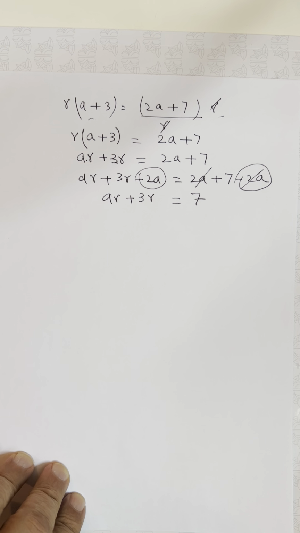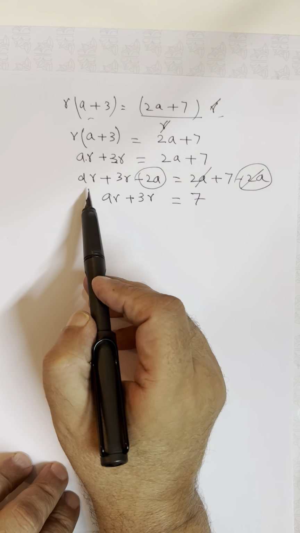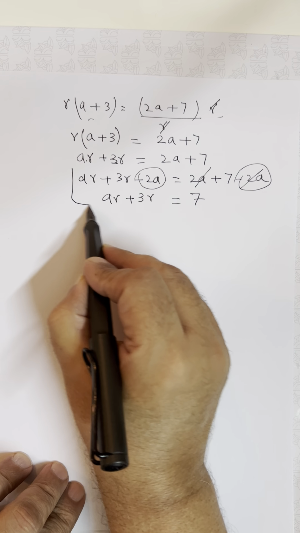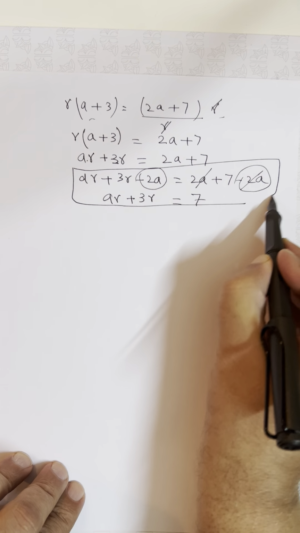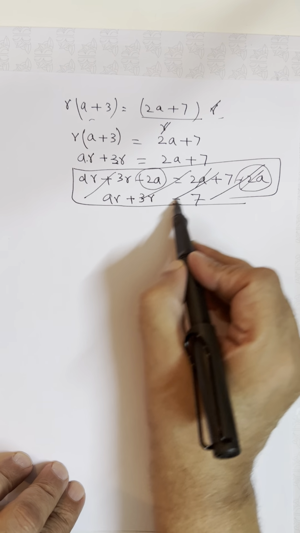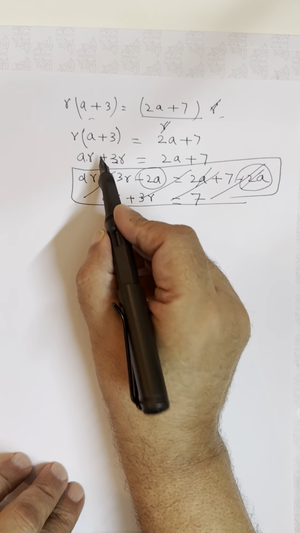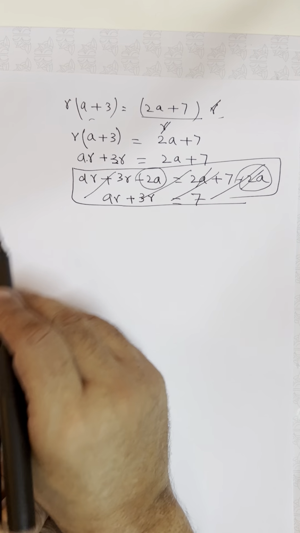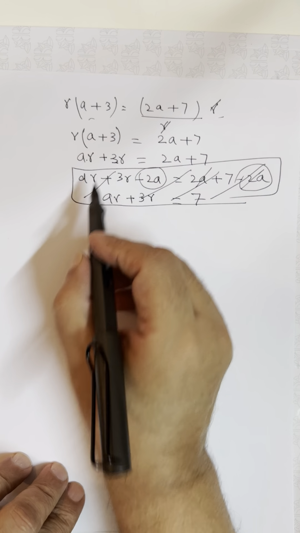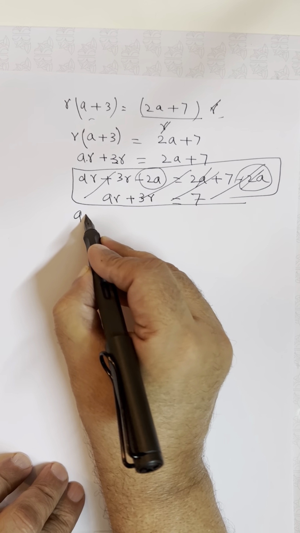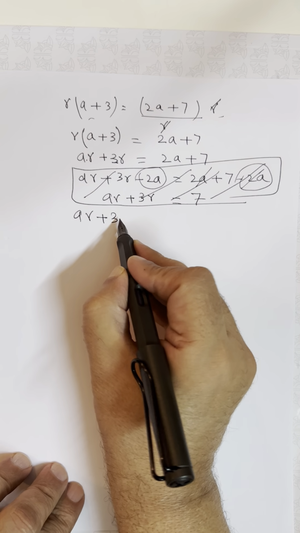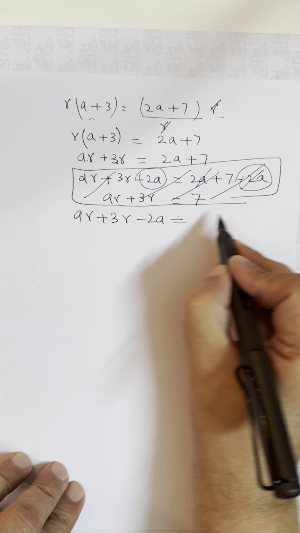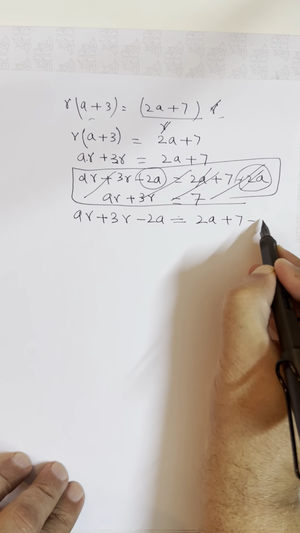Oh, I think we have done something wrong. What we wanted to do was, well, okay, let me just back up. Forget about this step. Let's just go back to this step, okay? And we said that we wanted to bring all the a's over here, all right? And we did that by subtracting 2a from both sides of the equation.